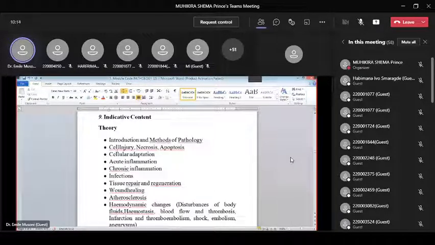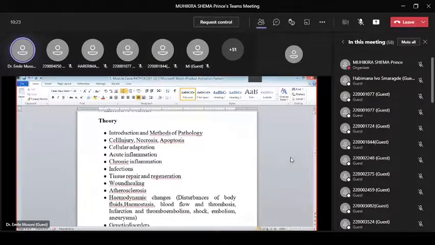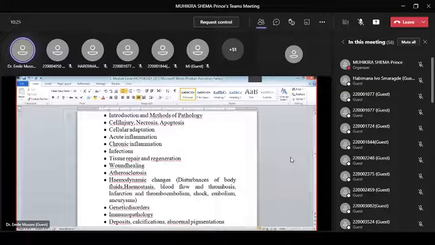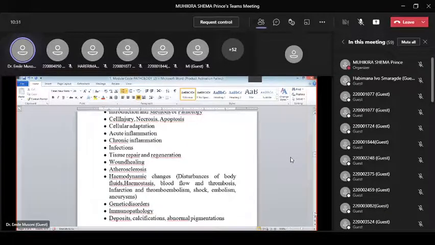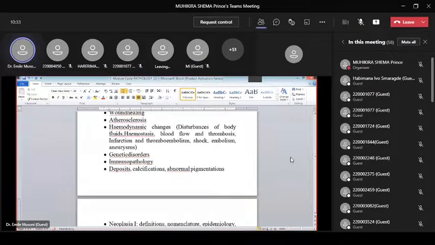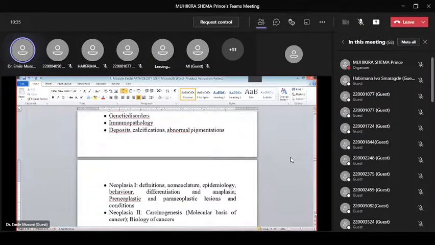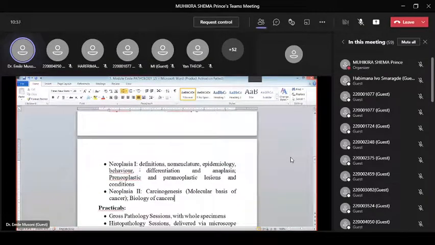So there will be cell injury, cell adaptation, acute inflammation, tissue repair and regeneration. You're going to see them. Hemodynamic, some genetic disorders, immunopathology, some abnormal deposit like calcification. And then we're going to see what we call neoplasia.